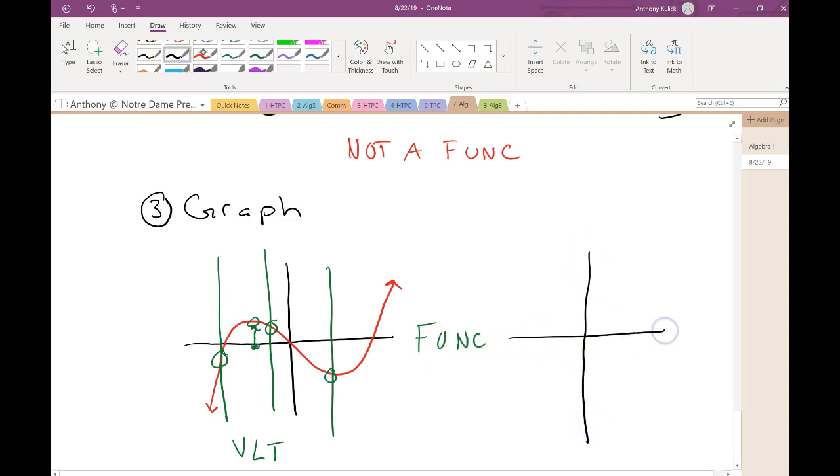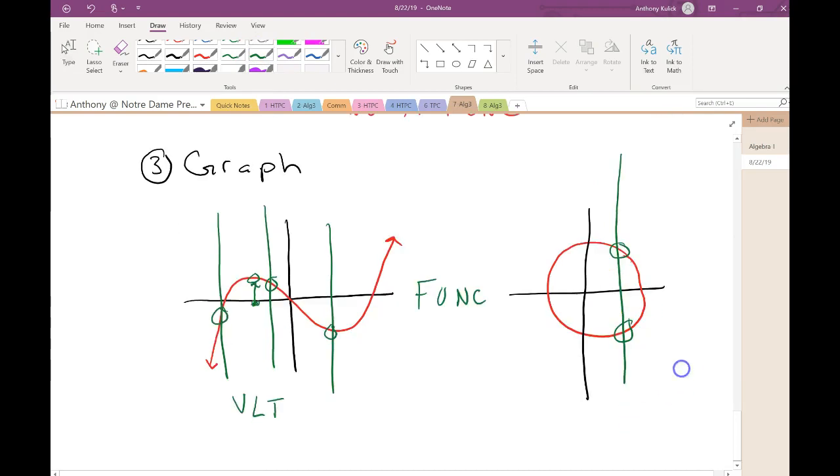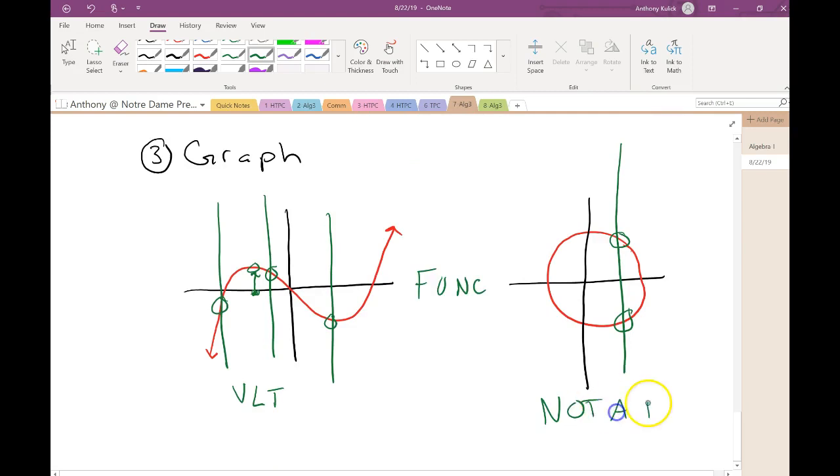Let's look at another example here. How about a circle? Is this a function? No, right? There's lots of vertical lines I could draw that intersect the graph more than once. This is not a function. Do we feel comfortable with these graphing ones? Typically, students do well with these. It's very visual, and your intuition is usually pretty good on these sorts of things, right? The vertical line test helps, since we have a nice name for what to do to check also.